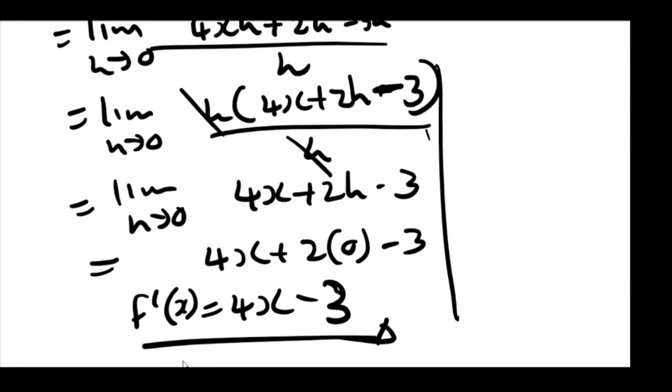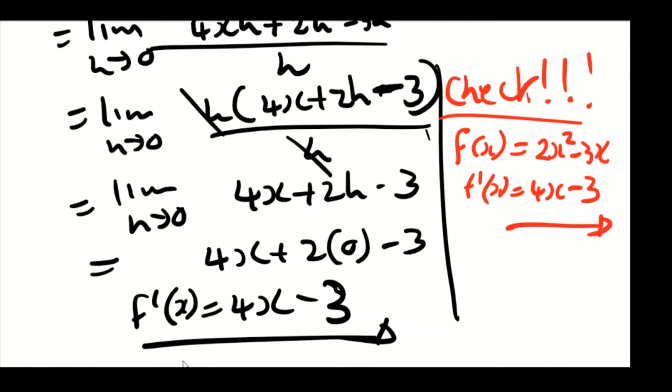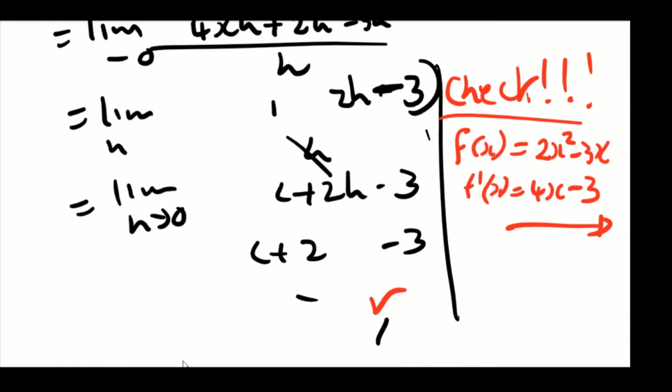So you need to do a check. Do a check to see if your answer is correct, right? What is f of x? f of x is equal to 2x squared minus 3x. The derivative of this is equal to 4x minus 3. So did you get the same thing? Yes, got the same thing. We are right. Move on to the next question.